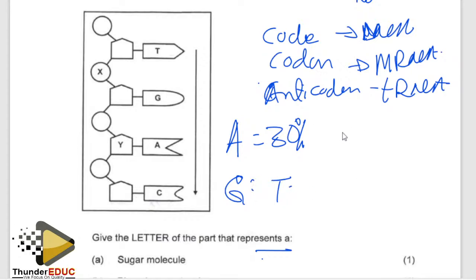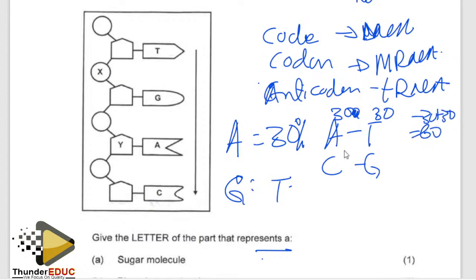Guys, you have to know how to do the base calculation. A goes with T, C goes with G. If this is 30%, automatically this is also 30%. So 30 plus 30 gives me 60. Remember, this is a percentage, and percentage means 100. So 100 minus 60 gives me 40%. This 40% is for these two, so divide by 2: it's going to be 20 and 20.